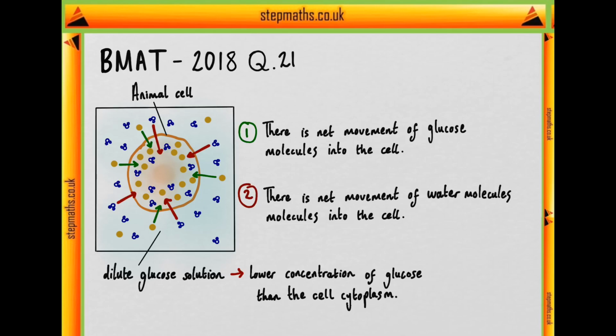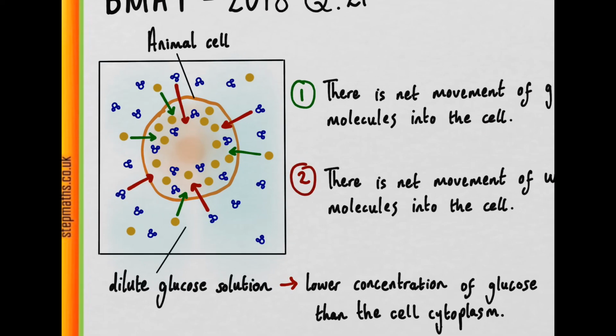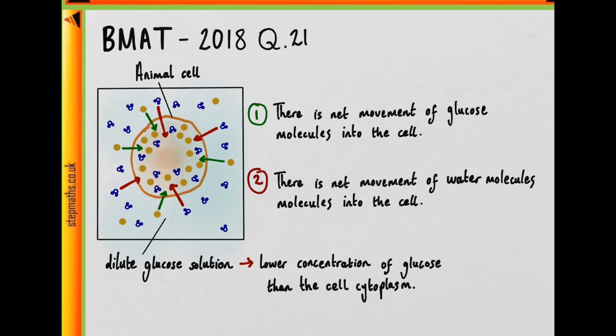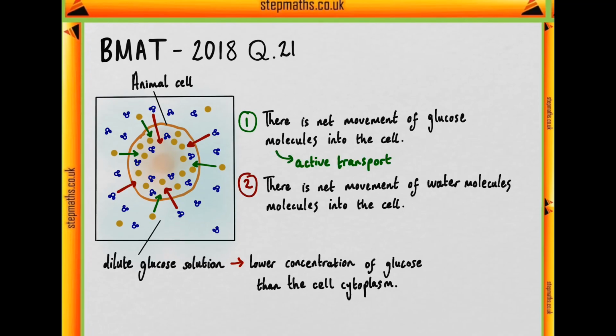Well, there are a few clues on what's going on in this diagram. If there's movement of glucose into the cell, we're going from an area of lower concentration to an area of higher concentration. So that's against a concentration gradient. And that should make you think of active transport, a process which uses ATP from respiration in order to move molecules against a concentration gradient, which they would naturally do via diffusion.